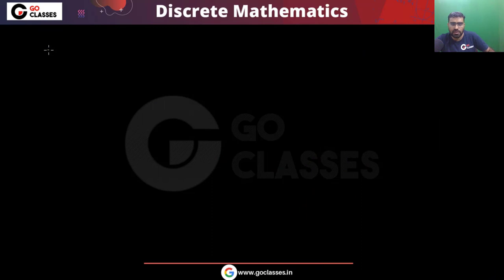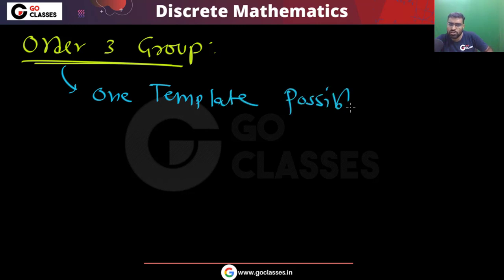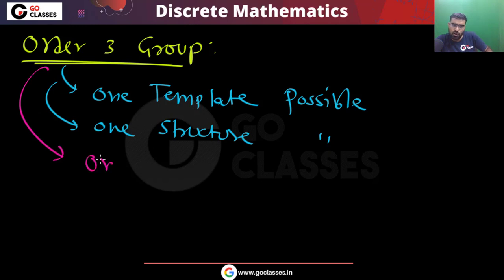The point is simple, for an order 3 group, there is only one structure possible. There is only one template possible. I can say only one structure is possible. The point is, for order 3, I can say only one non-isomorphic group is there. Only one non-isomorphic group you can create.